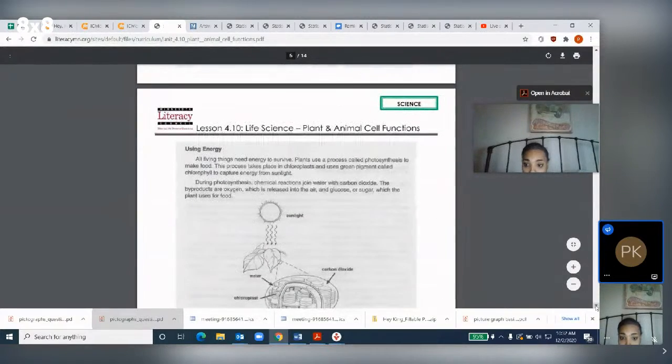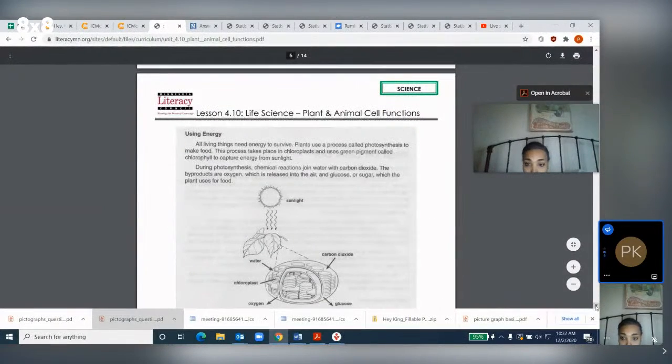Okay, and this is how cells use energy. It says all living things need energy to survive. Plants use a process called photosynthesis to make food. The process takes place in the chloroplast and uses a green pigment called chlorophyll to capture energy from sunlight. During photosynthesis, chemical reactions join water and carbon dioxide. The byproducts are oxygen, which is released in the air, and glucose, or sugar, which plants use for food.